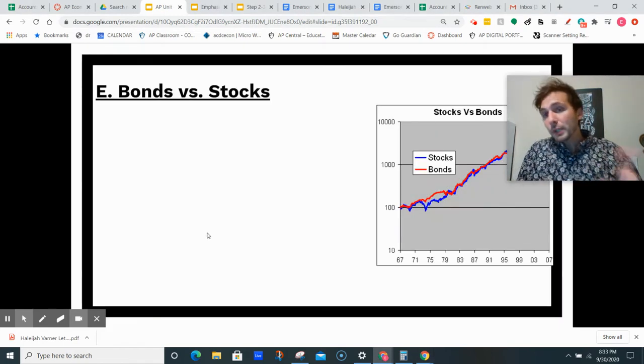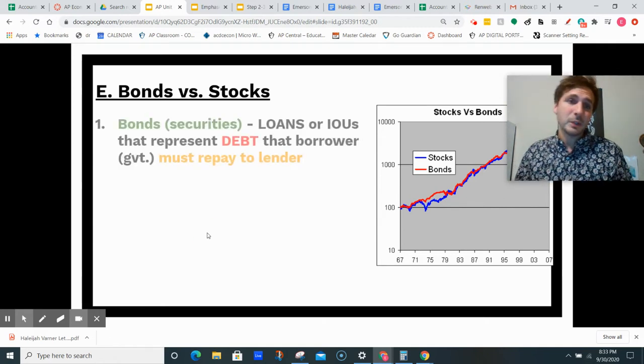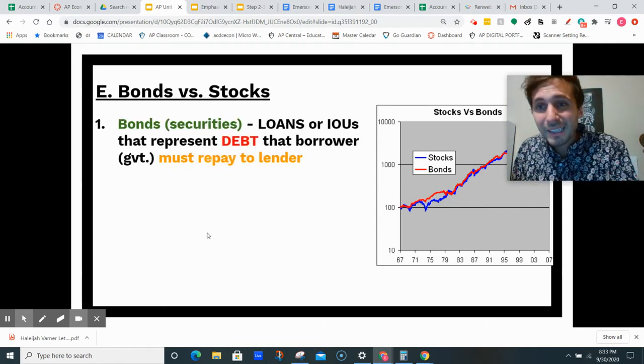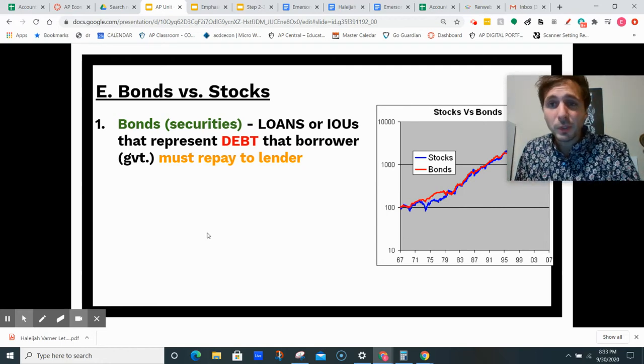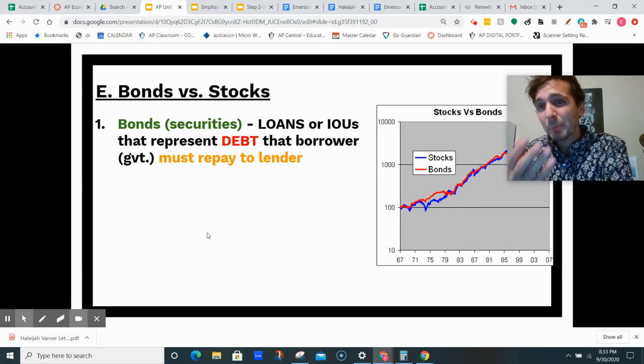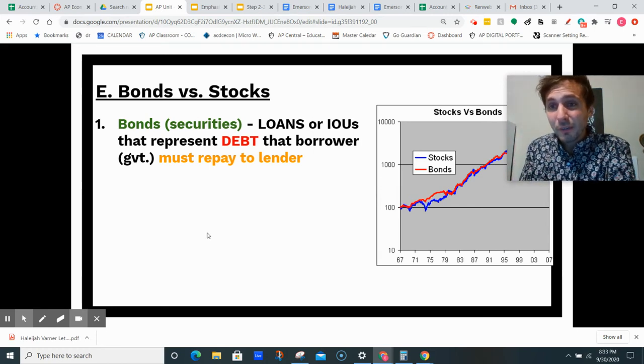Okay, but we're going to focus on something called bonds. We've got to compare bonds to stocks to really understand what's going on. Bonds are securities, same thing, and they are generally speaking loans or IOUs to a federal government. They represent a debt to the government that the government owes back to the people who are lending to them.